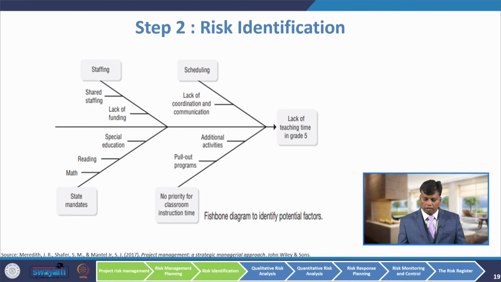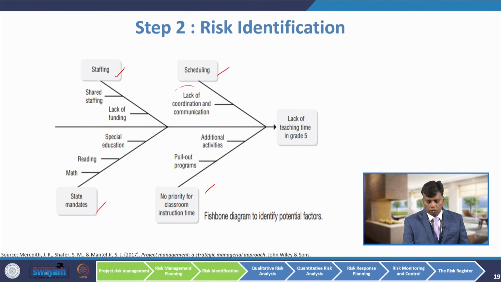For example, the effect is lack of teaching time in grade 5. So, what are the reasons for that? That may be due to staffing, that may be due to scheduling, that may be due to no priority for classroom instruction time, then that may be due to state mandates. So, we can identify what the factors are. For example, scheduling, lack of coordination and communication.